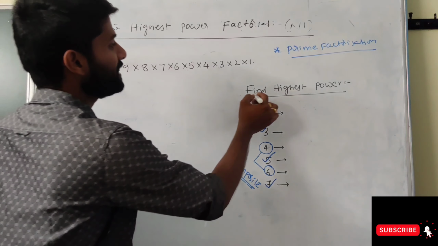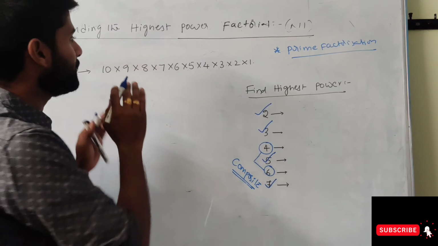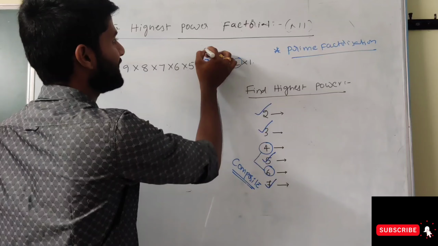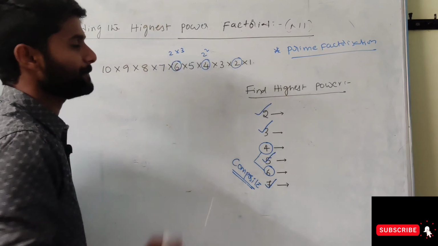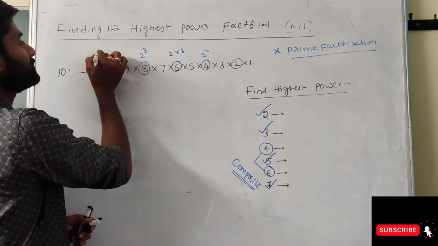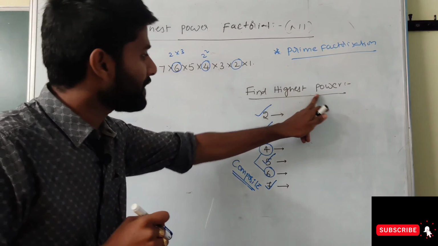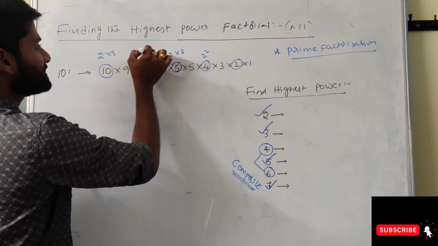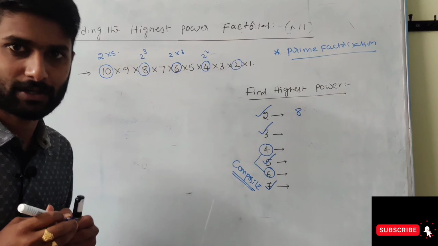Here, question number 1. We need to find the highest power of 2. In this result, we need to focus on 2. So how many 2's are there as the highest power? Here we have a 2, and 4 can be written as 2 square. And 6 can be taken as 2 into 3. And 8 can be written as 2 cube. And here we have one more 2, that is 2 into 5. So the total highest power of 2 is 1, 2, 3, 4, 4 plus 3 is 7, 7 plus 1 is 8. The highest power of 2 is equal to 8 in 10 factorial.